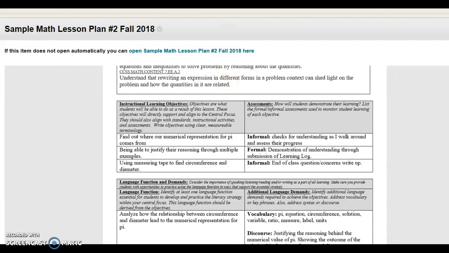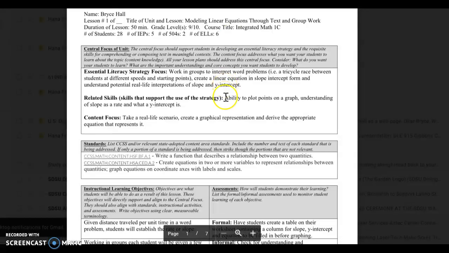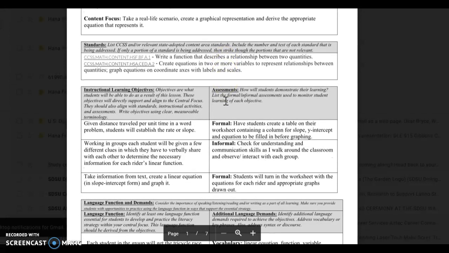I used something similar on mine. To assess them formally, I have the students create a 3-column table on their worksheet that contains slope, y-intercept, and the equation in slope-intercept form, or y equals mx plus b, before they graph it, to help them get a better understanding.